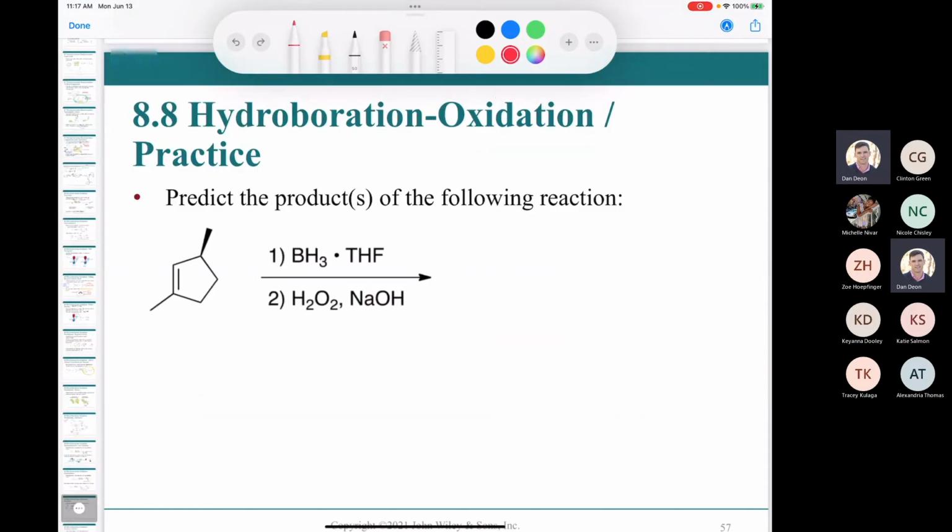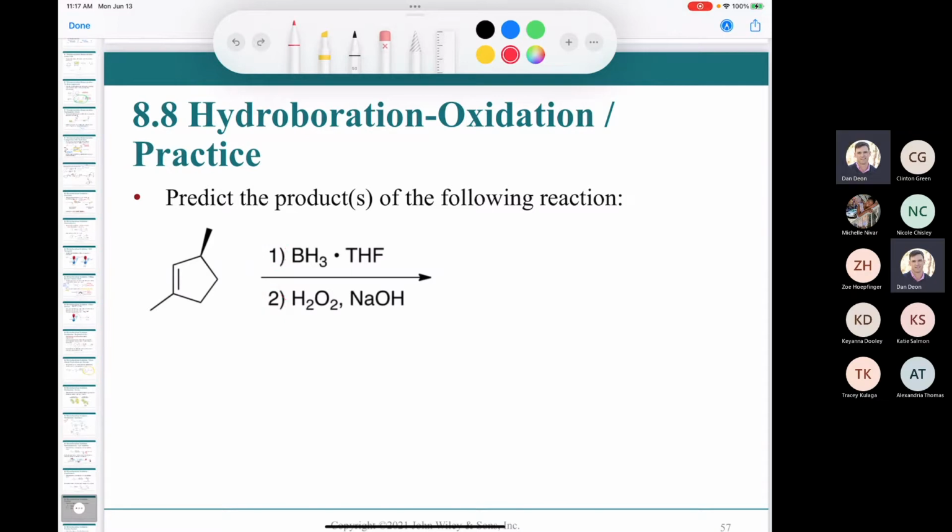With all that in mind, let's try one last practice problem for today. It deals with hydroboration oxidation. And it says, predict the products of the following reaction. Taking this unsymmetrical alkene, we're treating it with borane and THF in the first step, followed by hydrogen peroxide and sodium hydroxide. Remember, it's anti-Markovnikov addition.